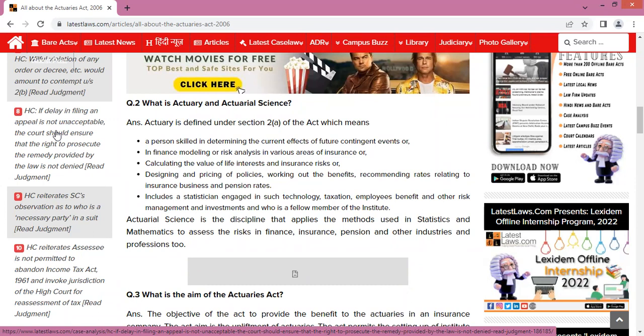Now, calculating the value of life interest and insurance risk. Designing and pricing of policies, working out the benefits, recommending rates relating to insurance, business and pension rates. That is most important. So including a statistician engaged in such technology, taxation, employees, and it will get tax benefits also, na? So employee benefits and other risk management and investment, and who is a fellow member of the institute, right? So actuarial science is the discipline that applies the methods used in statistics and mathematics to assess the risks in finance, insurance, pension, and other industries and professions too. So everyone is taking benefit of that. So be aware about it, please.